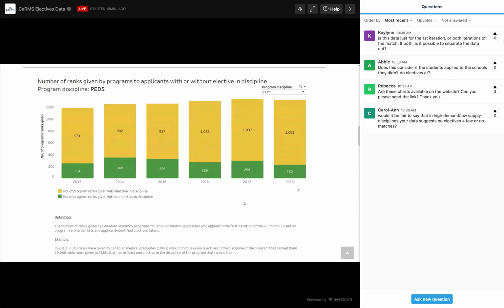Pausing for questions. We have a couple of questions here. So Kaylin is asking, is this data just for the first iteration or both iterations of the match? If both, is it possible to separate the data out? Great question. This is for first iteration only.